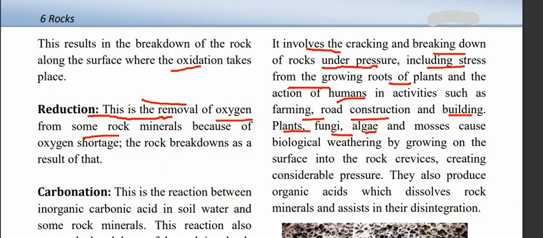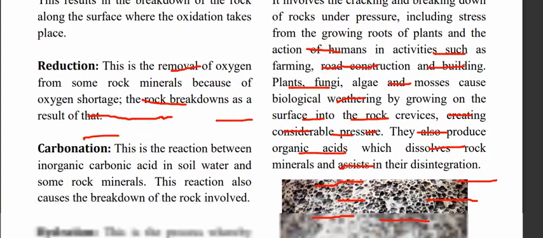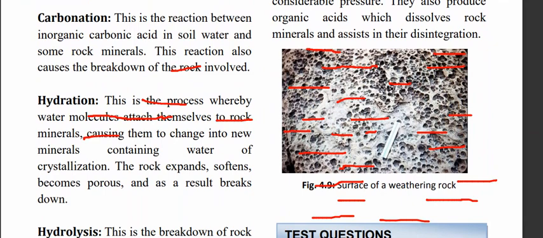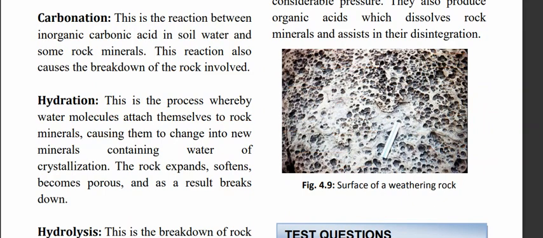Plants, fungi, algae, and mosses cause biological weathering by growing on the surface and into the rock crevices, creating considerable pressure. They also produce organic acid which dissolves rock minerals and assists in their disintegration. This is how the surface of a rock which is weathering looks.